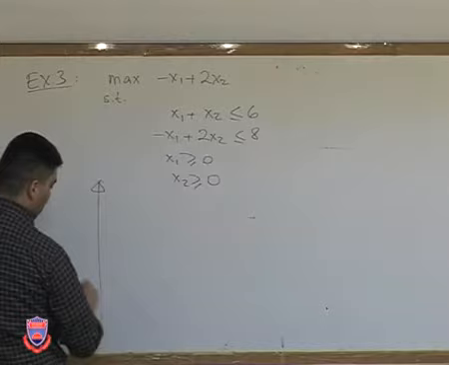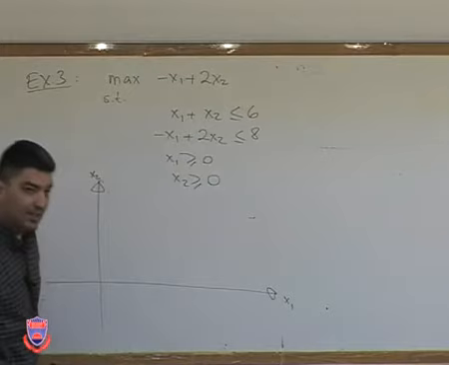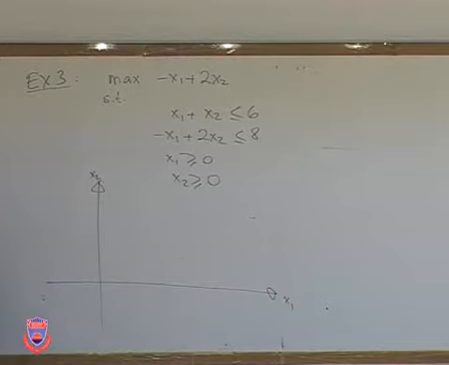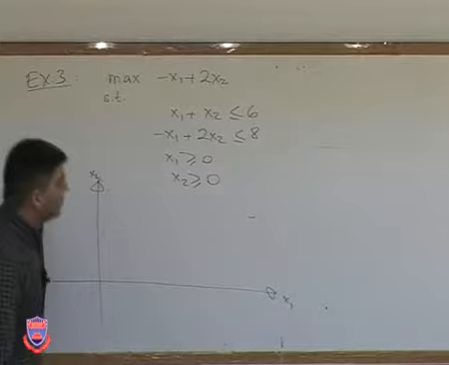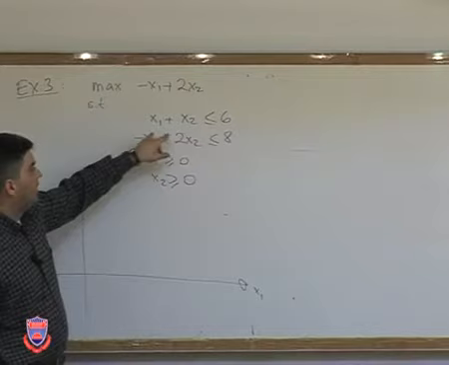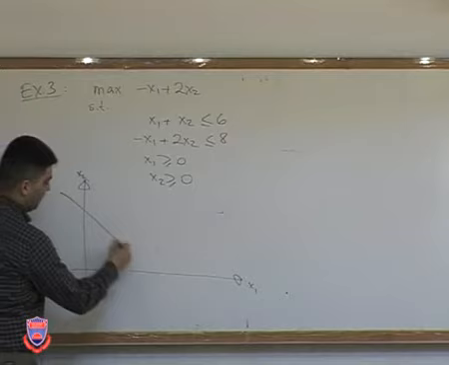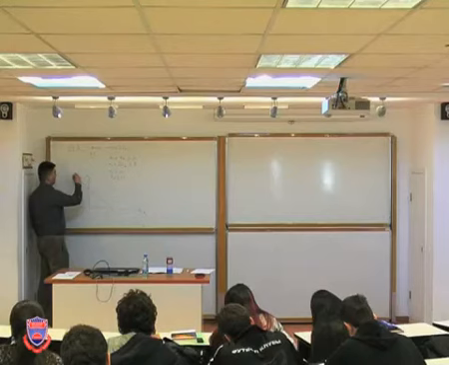Since we have only two variables, we only need two axes, x1 and x2. Let me start with the first constraint. What's the region defined by the first constraint? Well, let's recall the procedure. Whenever you have an inequality constraint, you first turn it into an equality constraint. So we first figure out the line corresponding to x1 plus x2 equals 6. It's not too hard to see that it's a line that goes through (0, 6) and (6, 0). So this is the line given by x1 plus x2 equals 6.